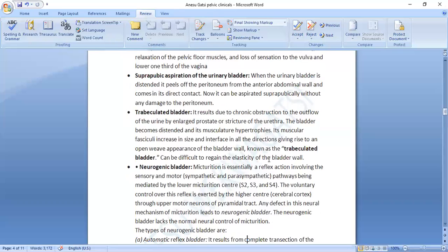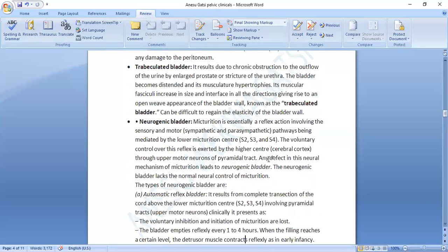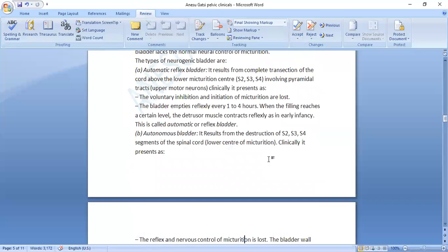So for the types of neurogenic bladder, we will start with what you call the automatic reflex bladder. This results from complete transection of the cord above the lower micturition center. So in a way, essentially, we don't have the upper pyramidal tracts, that is upper motor neurons, coming to feed the lower micturition center. So you lose voluntary inhibition and initiation of micturition because you're no longer conscious about it, and then the bladder will empty reflexly every 1 to 4 hours when it fills.